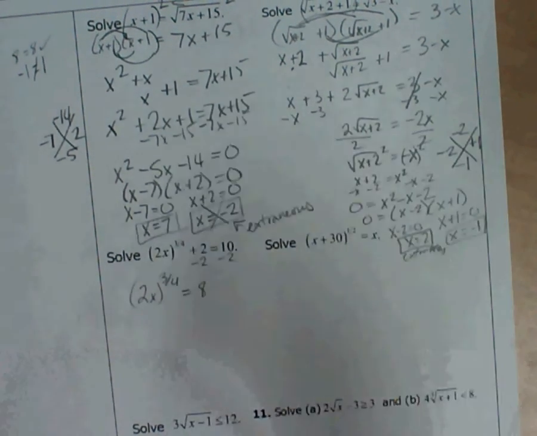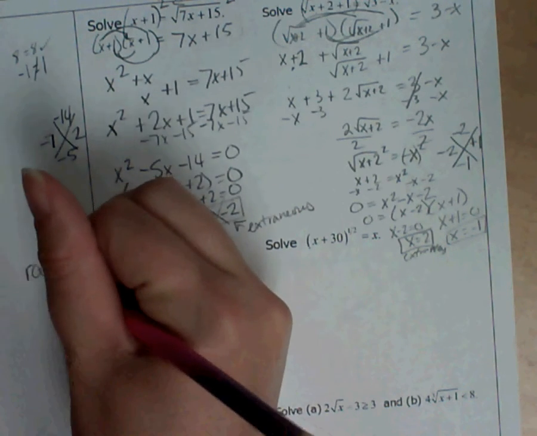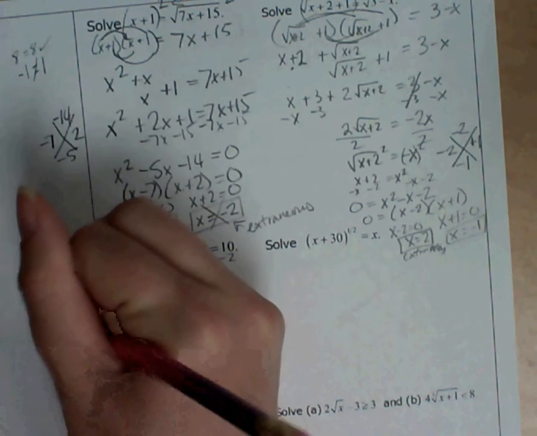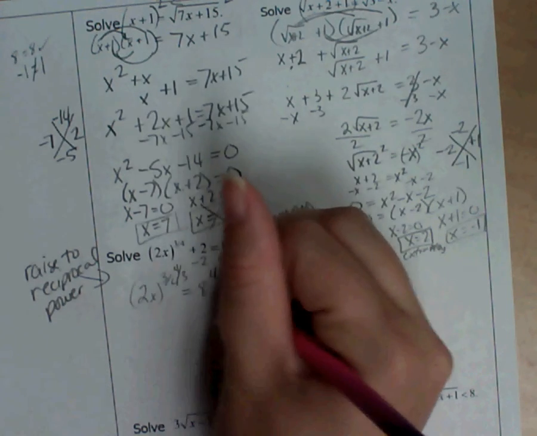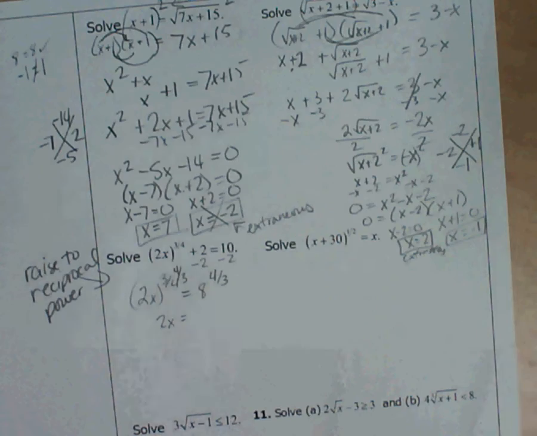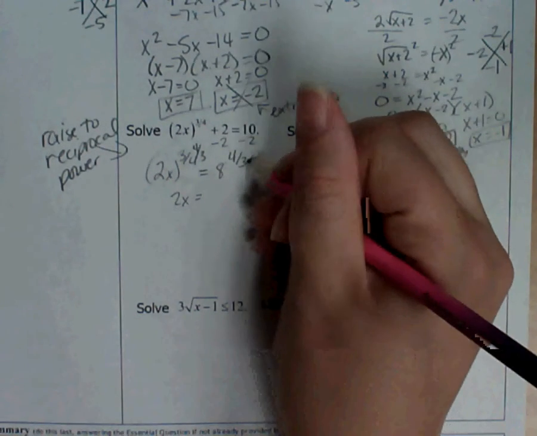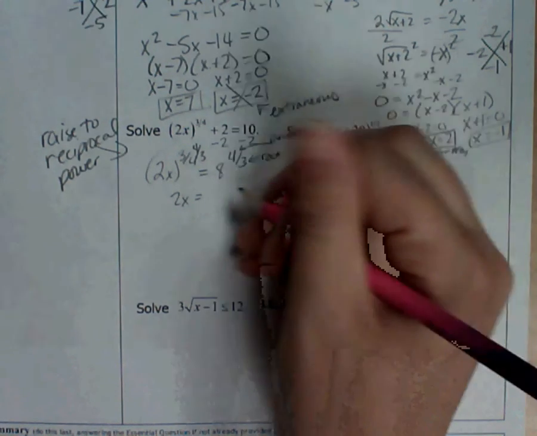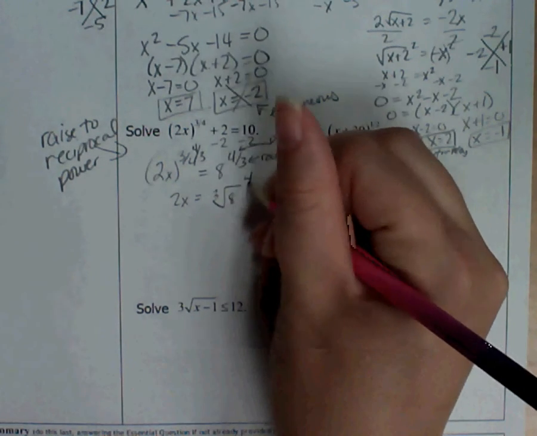And I'm going to raise this to the reciprocal power. So the reciprocal of 3 over 4 is 4 over 3. So I'll have 2x is equal to 8 to the 4/3. Now, we learned earlier that this is the root, and this would be the power. So this would be the cubed root of 8 to the 4th power.